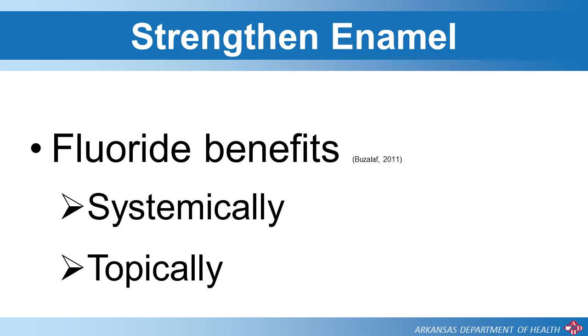The second method of benefit is called topical, or direct contact to the tooth surface. This happens through the use of fluoridated toothpaste, swishing with fluoride rinse, when you go to the dentist and they clean your teeth with the polishing paste, even when drinking fluoridated water. Fluoride ions are introduced into the mouth. It bathes the surface of the teeth, and this is something that works throughout the entire life cycle.